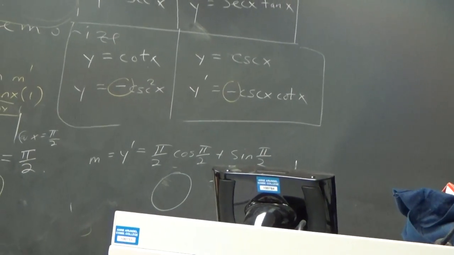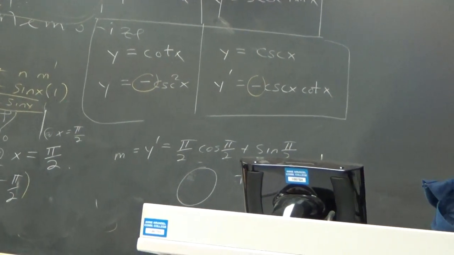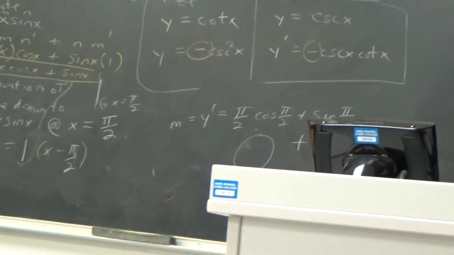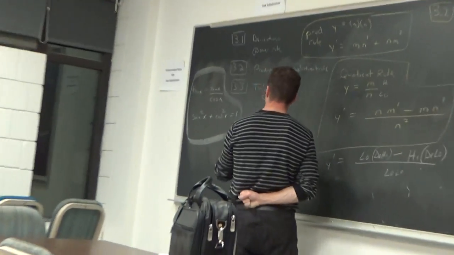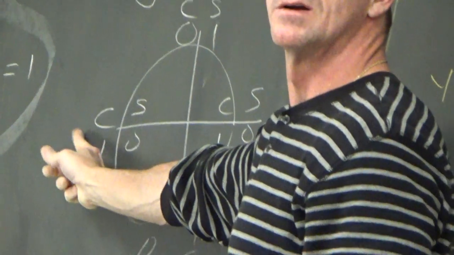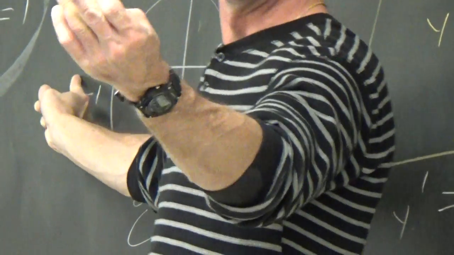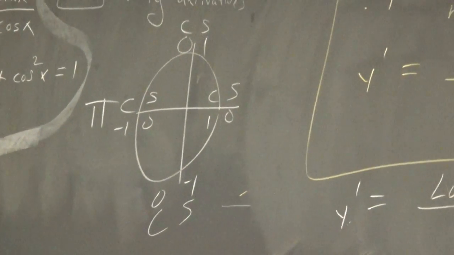Now that unit circle will help you out, right? Unless you got other ways to remember this stuff. 0, 1, 0, negative 1, 1, 0, negative 1, 0. Cosine of pi over 2 is 0, but the sine of pi over 2 is 1, right? What's the radian angle over here? Pi. So I need the cosine of pi: negative 1, sine of pi, 0, right? But anyways, that's the answer.